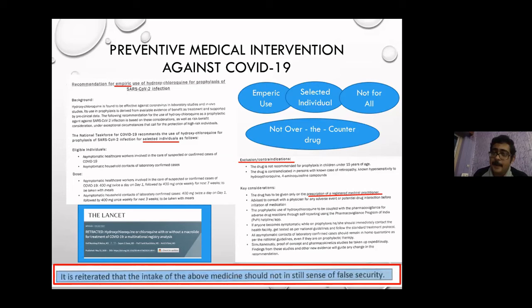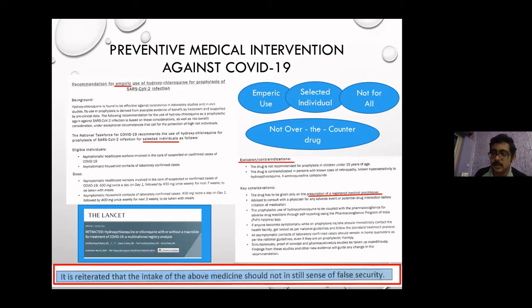And there is an eligibility criteria of asymptomatic healthcare workers as well as asymptomatic contacts of confirmed cases, and not all individuals should try to have this medicine as an over-the-counter drug or for any purpose. So this is very, very important in terms of understanding the preventive medication of COVID-19.